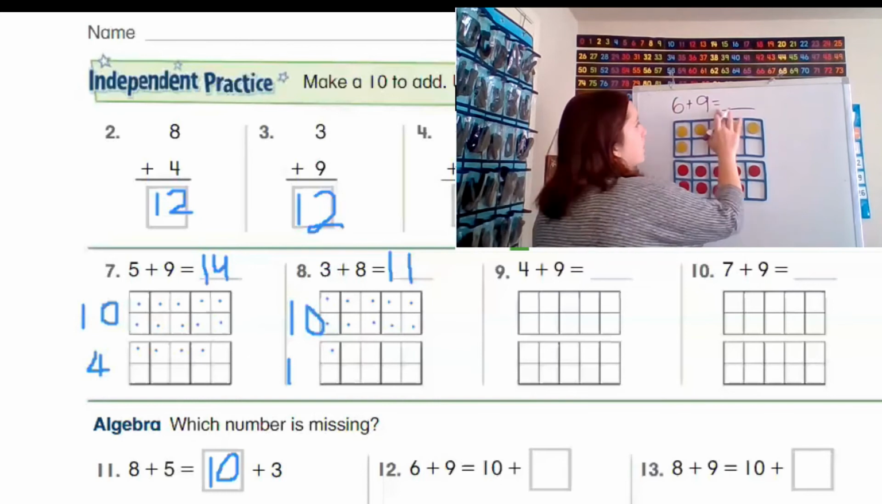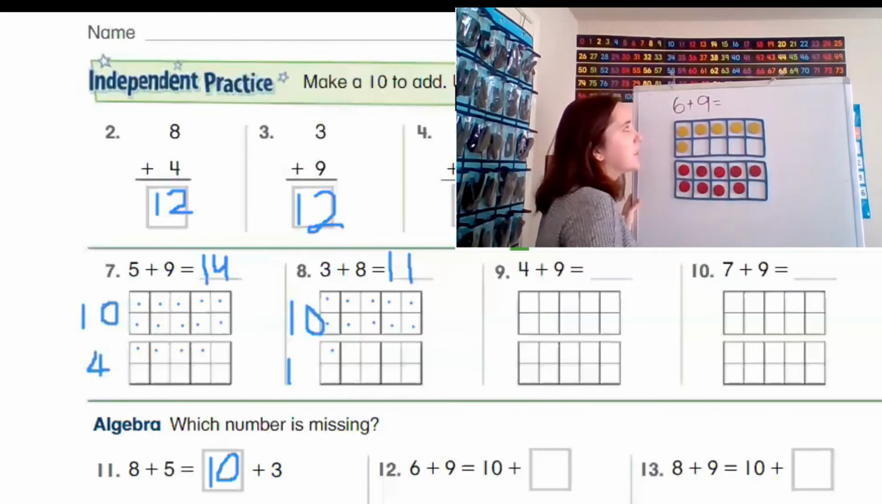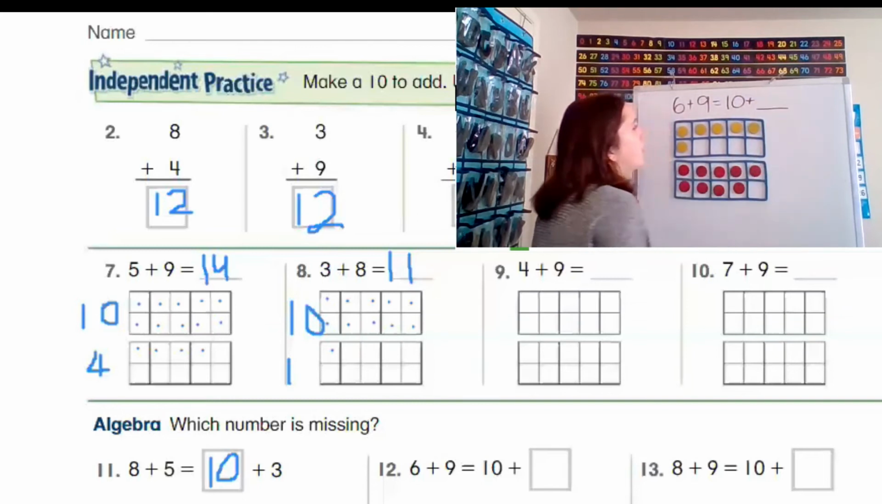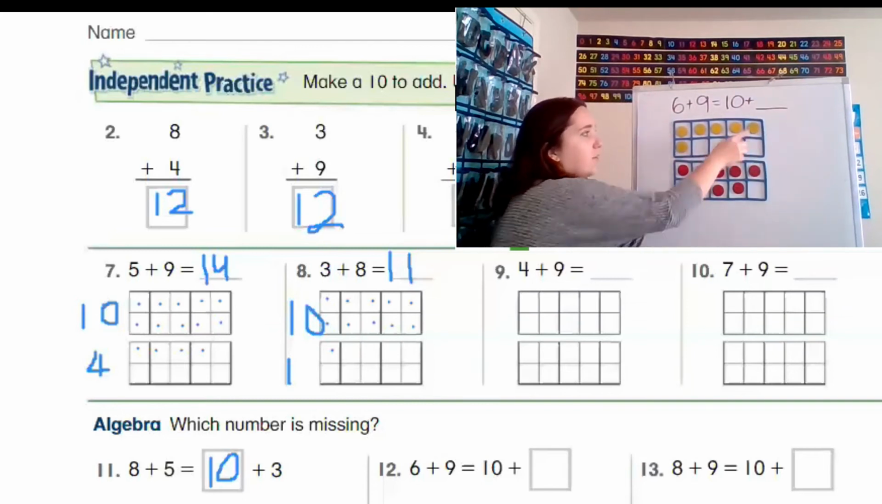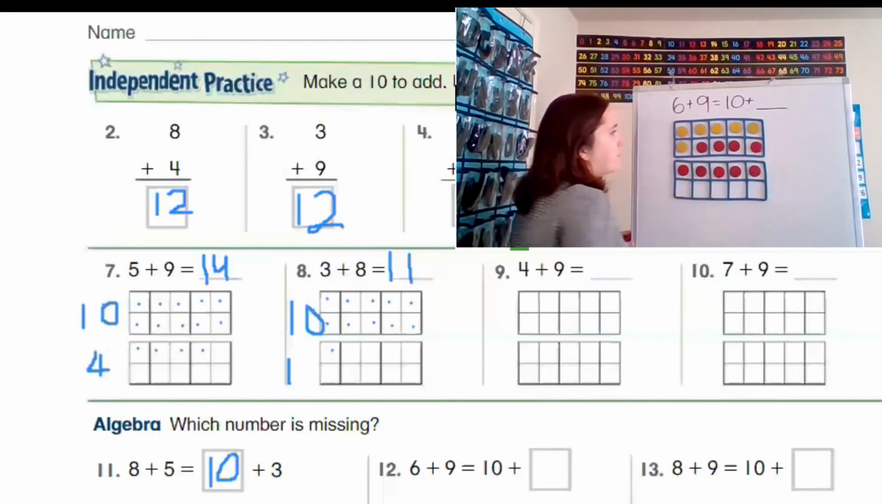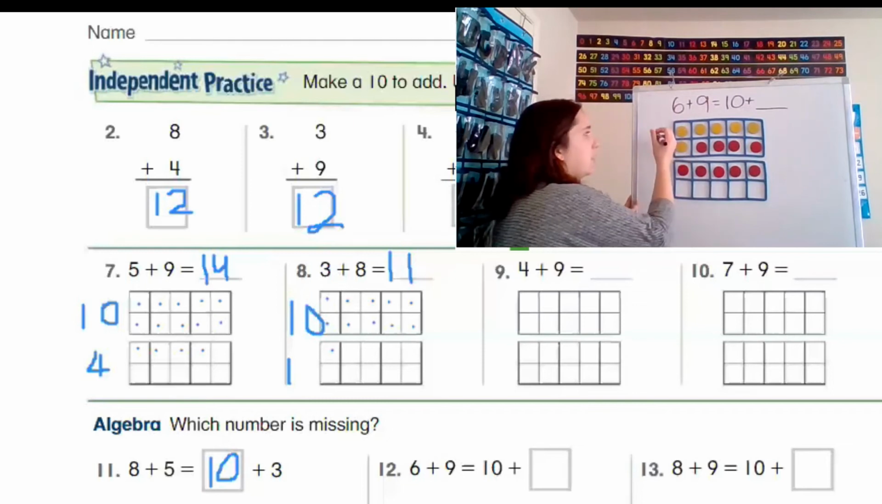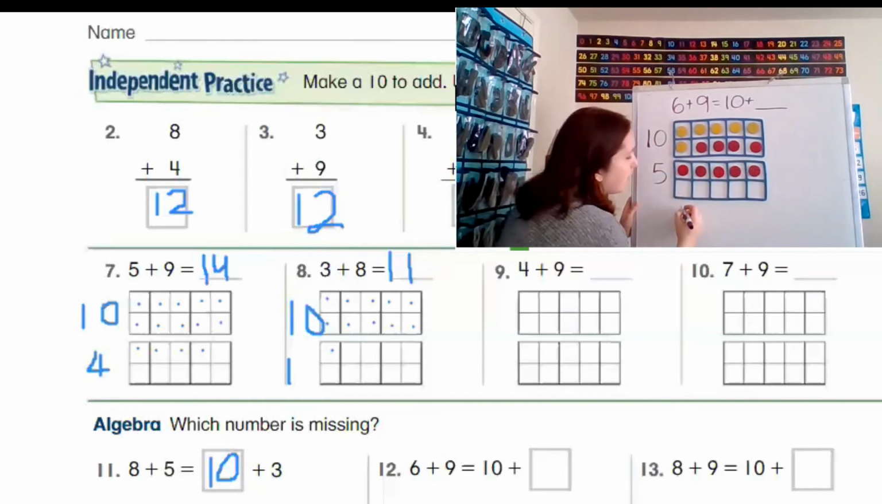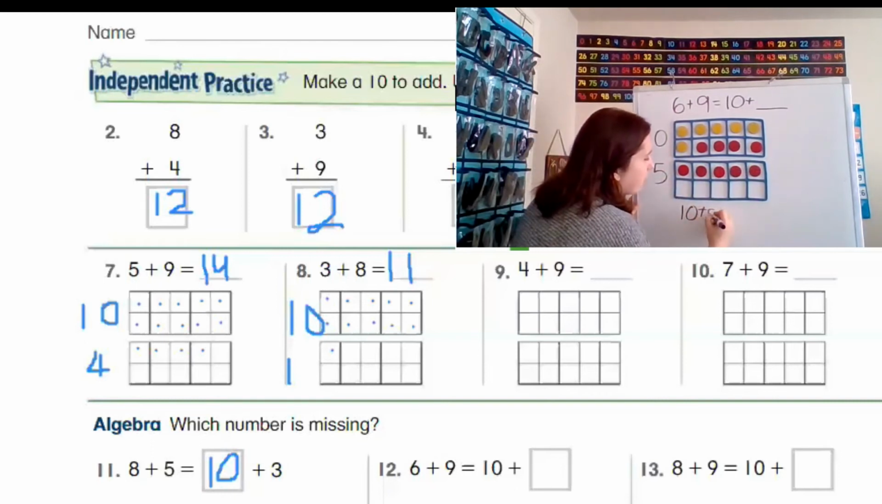equals, our problem says 6 plus 9 equals 10 plus something. So let's make this a full 10 frame. I'm going to move 1, 2, 3, 4. Okay, so now I have 10 and 1, 2, 3, 4, 5. 5. So my problem is now 10 plus 5.